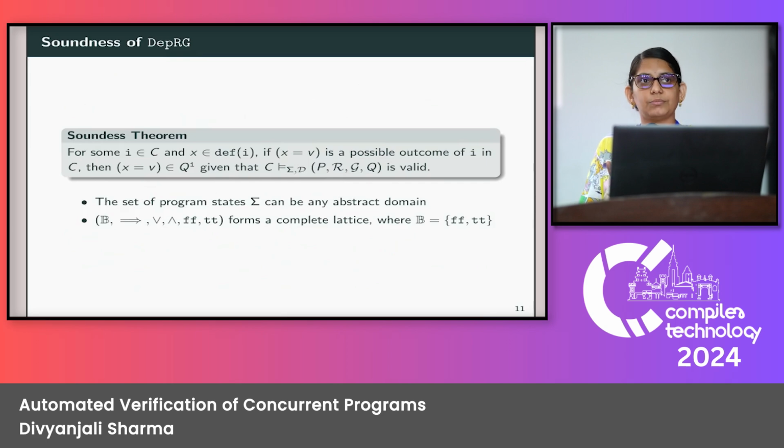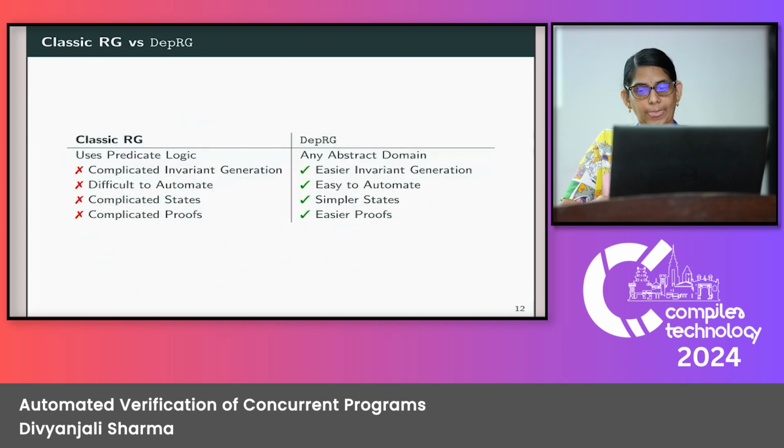Sigma is the set of program states, which I just said can be any abstract domain. And D is a set of dependence relations, of which I have already given you a definition, but computing that particular dependence relation is quite difficult. It's inefficient. So anything that over-approximates that dependence relation will work here.